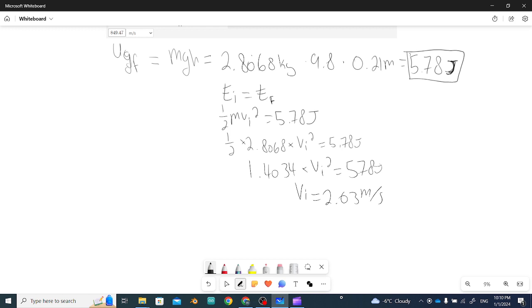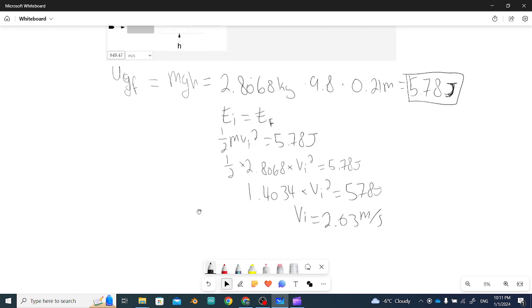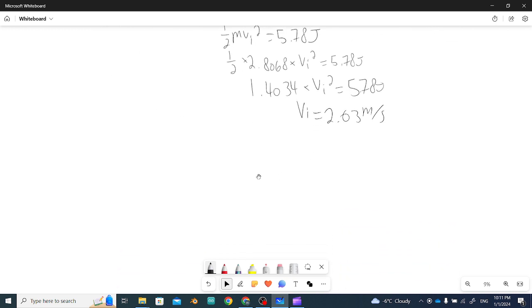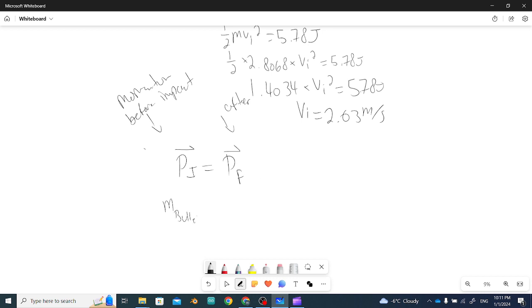Now we'll use this to find the speed of the bullet really before the impact happened. Why we need this is to use the conservation of momentum. So if we use conservation of momentum, this is momentum before impact, and that's after. Before impact, it's just equal to the mass of the bullet, because the bullet is alone, times the initial speed, which we want to find. And that's going to be equal to, at the end, the total mass times 2.03 meters per second.